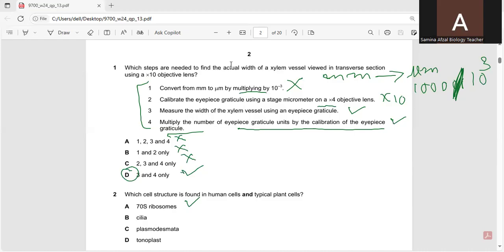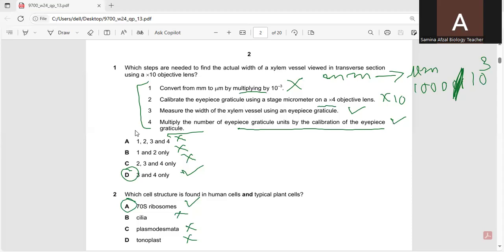And secondly, cilia are present in eukaryotic cells. They are present in human cells, not in the plant cells. And plasmodesmata are present in the plant cells. And tonoplast is the outer membrane of the sap vacuole. So tonoplast is only present in plant cells. So according to this, option A is the correct option.